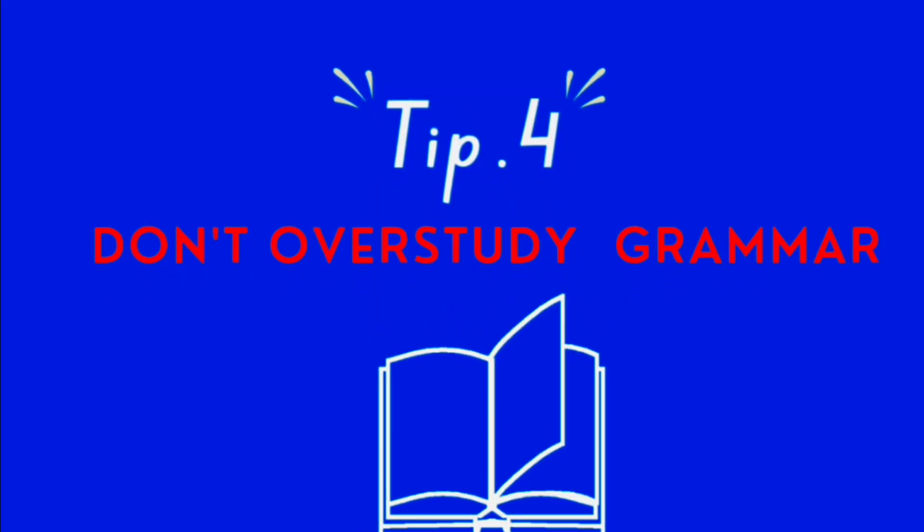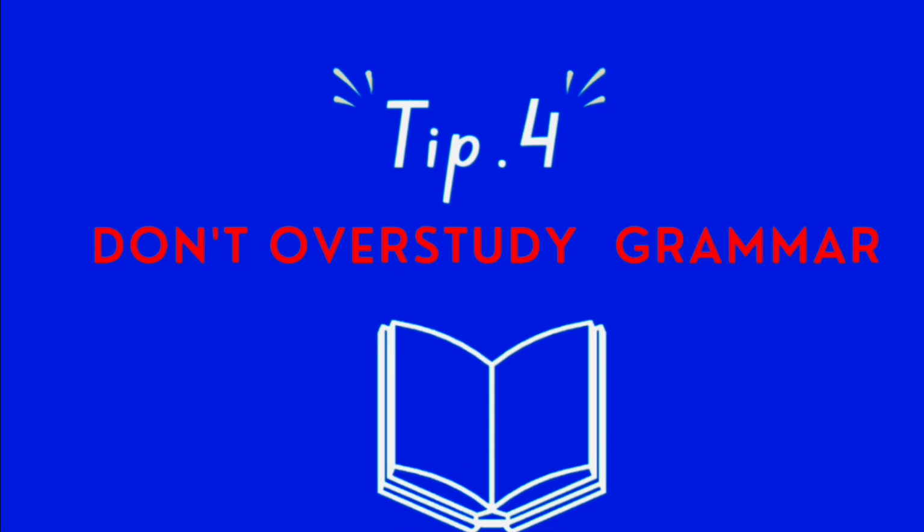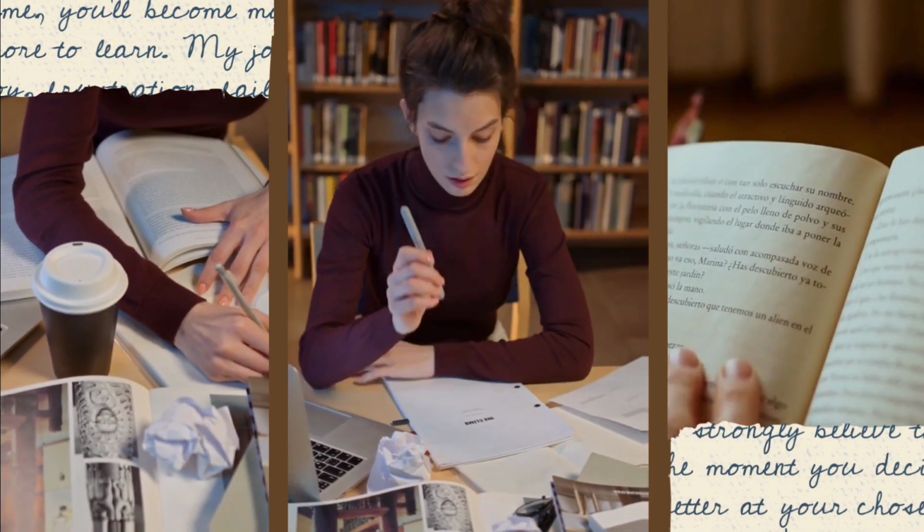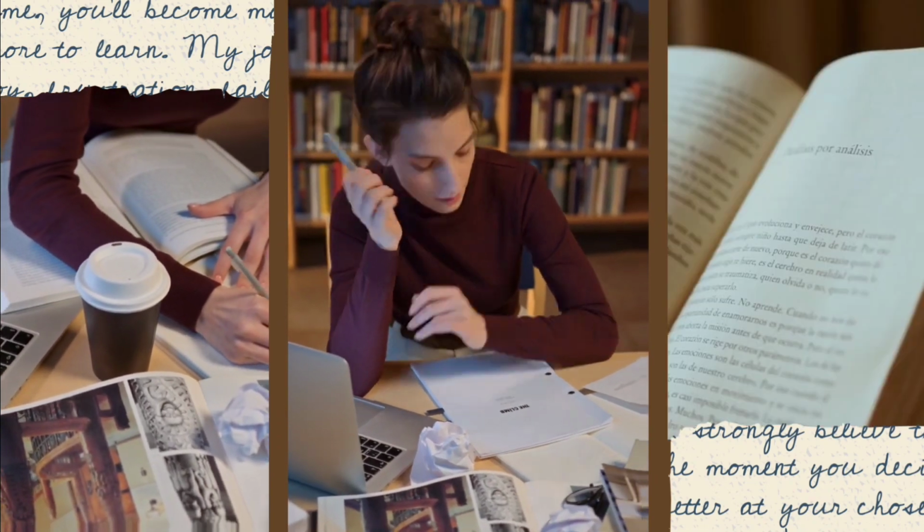Tip number 4. Do not overstudy grammar rules. The traditional learning system at school made us focus and care about grammar rather than speaking. And that's the main reason why we are struggling with our speaking right now, because we're just afraid of making mistakes. We just care about our grammar and we can just go and buy tons of exercise books to practice our grammar in order not to make mistakes. But guess what? You don't really have to care about your grammar.